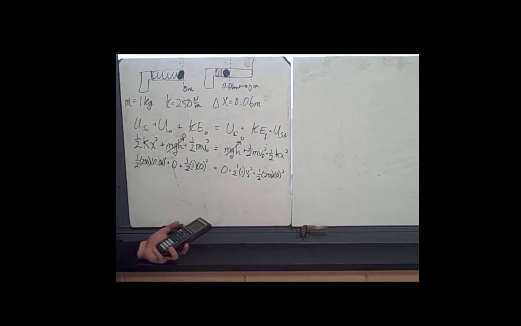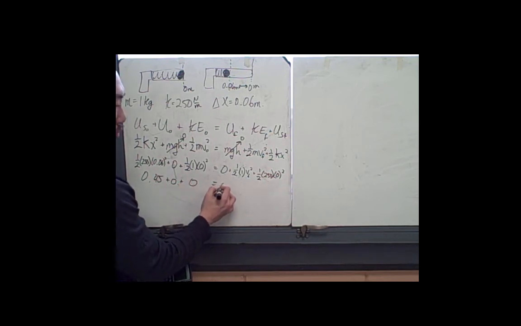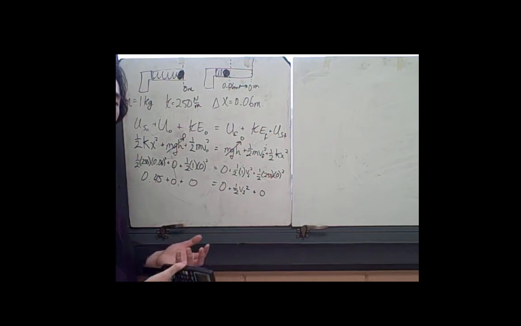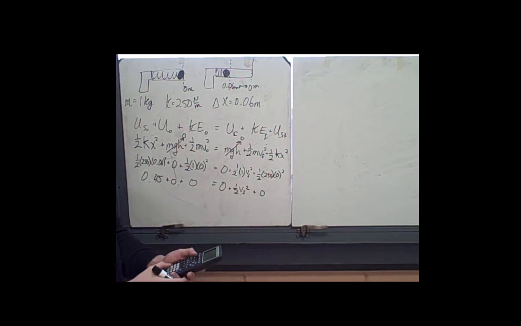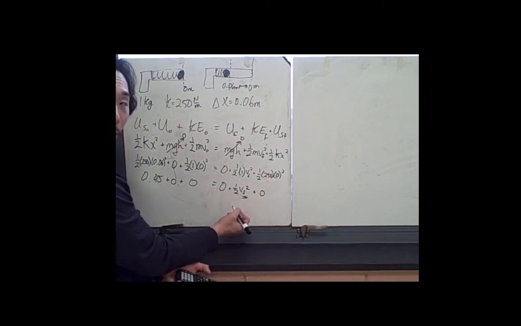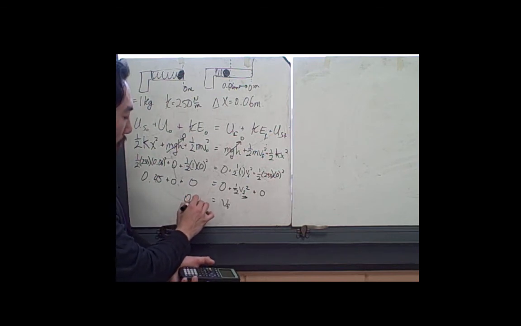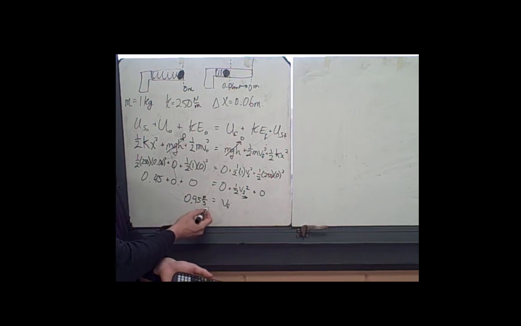So we can actually find out how fast this object is moving if we do some math. If we do 0.5 times 250 times 0.06 squared, we get 0.45 joules, plus 0, plus 0, is equal to 0 plus 1/2 v_f squared plus 0. So the total amount of energy stored within this spring is 0.45 joules. If we multiply both sides by 2, and then square root both sides to find v sub f, we find that the final velocity of this object is 0.95 meters per second. Try it out on your calculators at home and see if you can get the same final velocity.